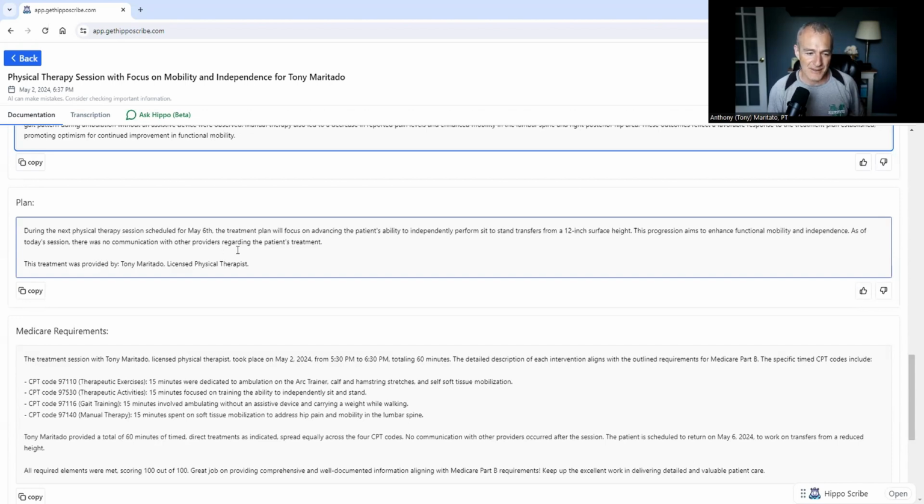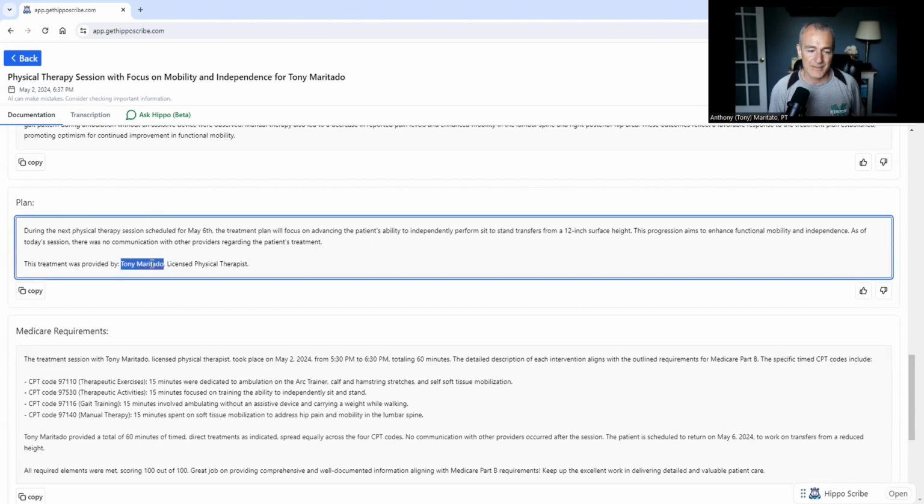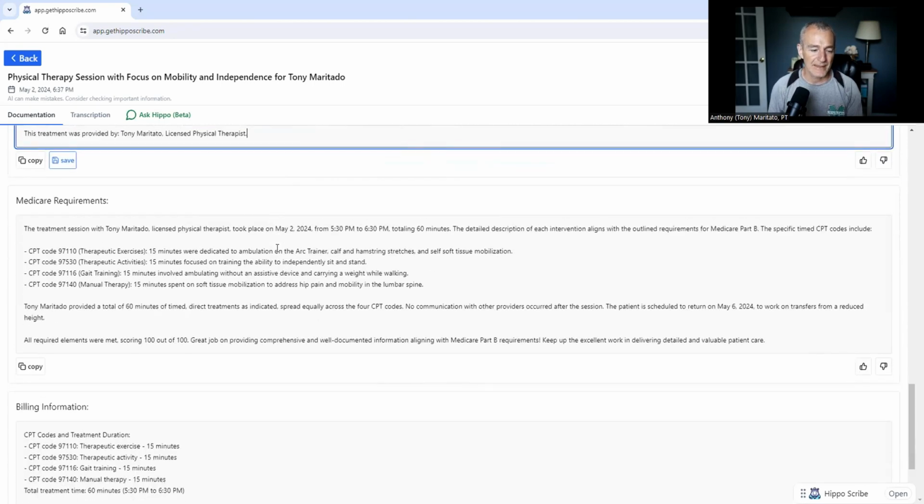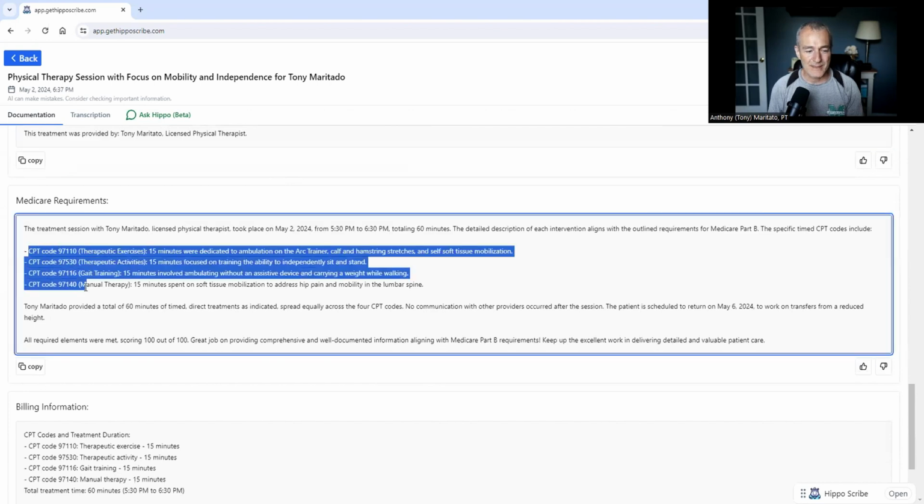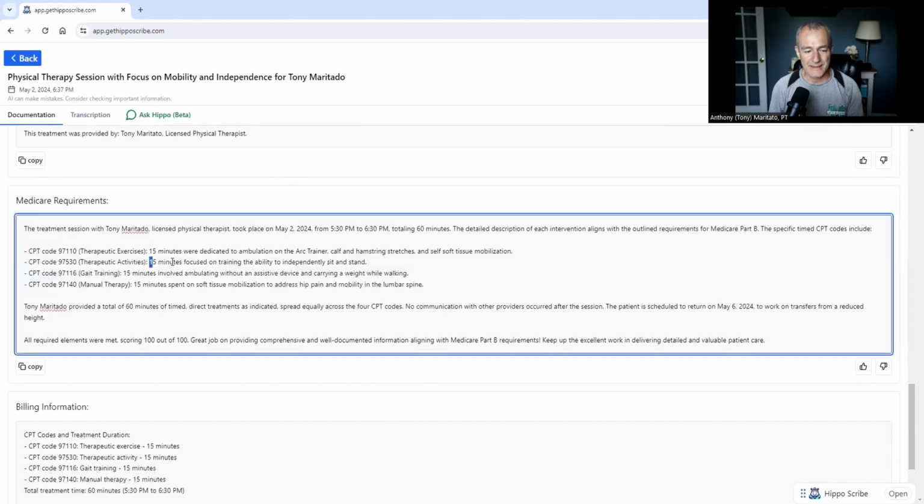As of today's session, there was no communication with other providers. This treatment was provided by Tony Maritato. So that's misspelled. I would just change it. Licensed physical therapist. Then we've got our 4 CPT codes with the minutes for each of the CPT codes. I'm going to change my name again. It took place May 2024 from 5:30 p.m. to 6:30 p.m., totaling 60 minutes. So it gives us total treatment time in minutes.